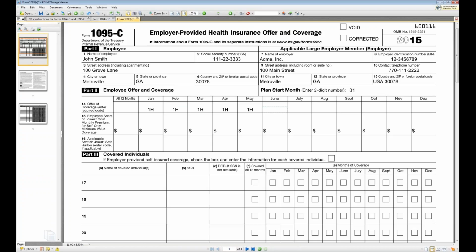For purposes of this example, let's say that John is eligible as a full-time employee immediately upon the date of hire. So now we've offered coverage. We're going to go back to our default 1E, and I'm going to list 1E through the rest of the year, through December. 1E means we've offered John the coverage. Line 15, we're going to leave blank for the first 5 months of the year, since he was not offered coverage, and then we're going to start putting the $125 for the rest of the year.